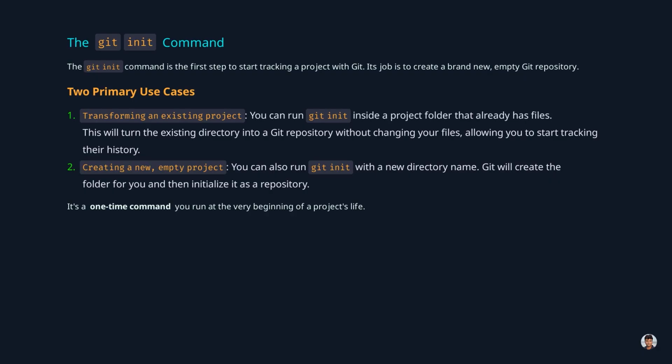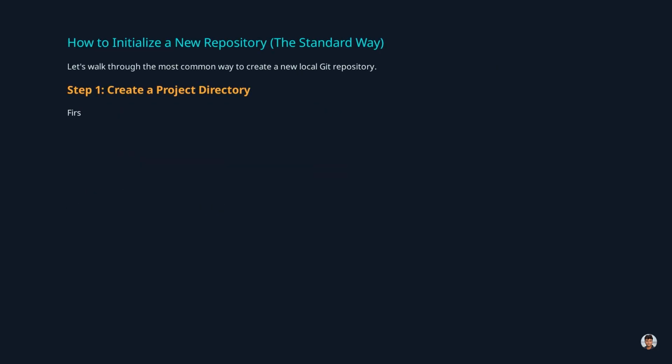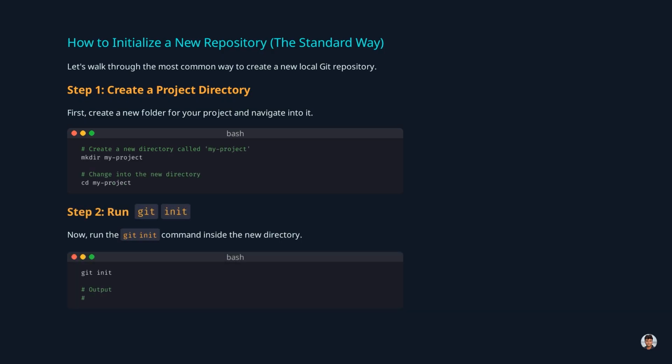Second, you can create a brand new, empty repository from scratch. Git will create the new folder for you and set it up for version control. The most important thing to remember is that this is a one-time command. You only need to run it once when you first start tracking a project with Git. Next, we will walk through the exact steps to do this.